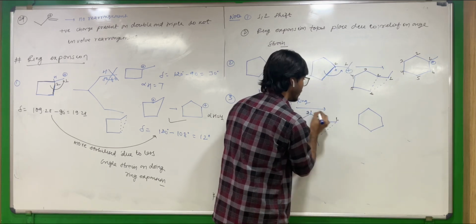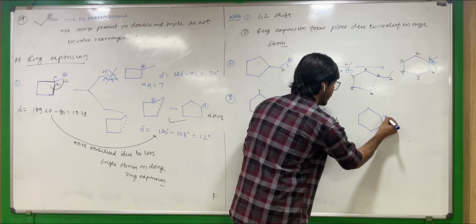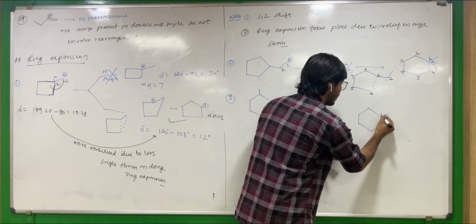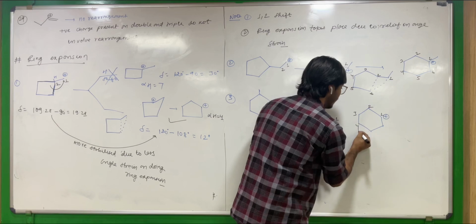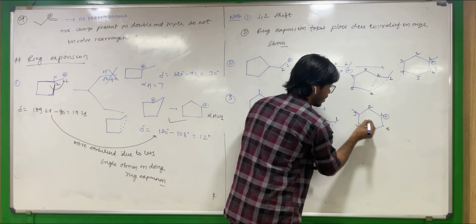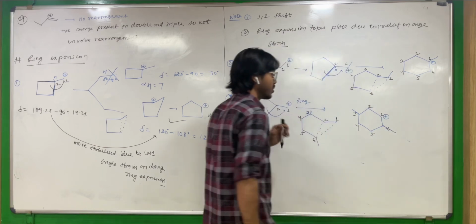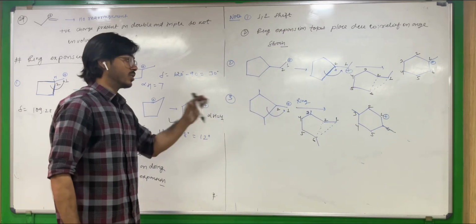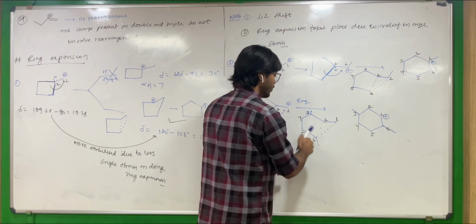First, a methyl group is present on carbon 3. Suppose the positive charge is present here, and this is 1, this will be 2, 3, 4, 5, 6. So one methyl group is present here, and one methyl group is present here. So you can draw it like this. You can do the numbering like this: 1, 2, 3, 4, 5, 6.